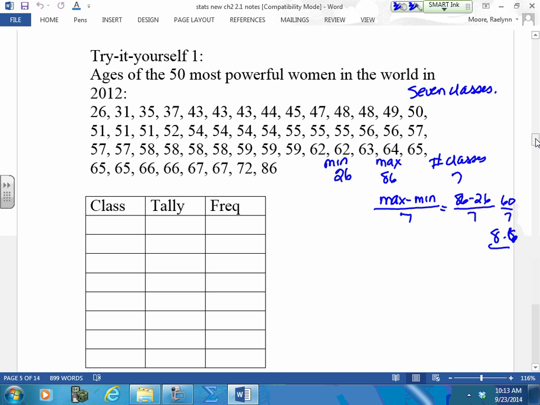Okay, so what do we do with 8.6? Round it to 9. Your class width is therefore going to be 9. Now, when we start this, we're going to start with your lowest level. We're going to add 9 down, all the way down. When you add 9, realize what it's doing. It's stopping the digit before. So 44. So 53. 62. 71. 80. We have to go to 7 classes.